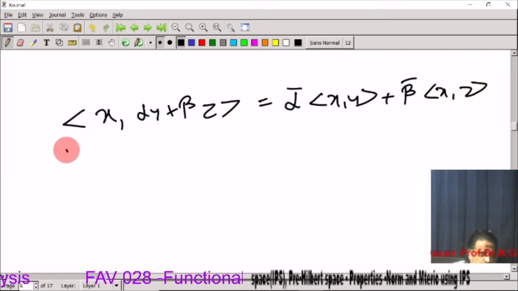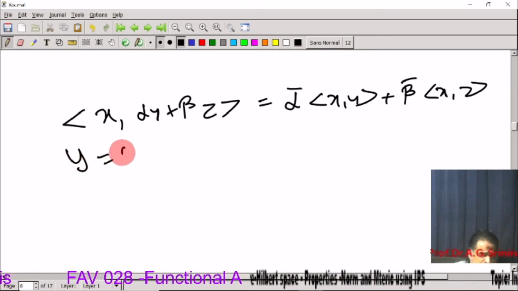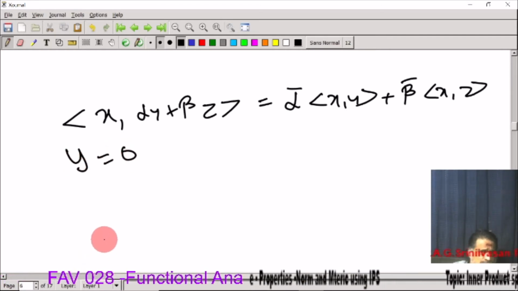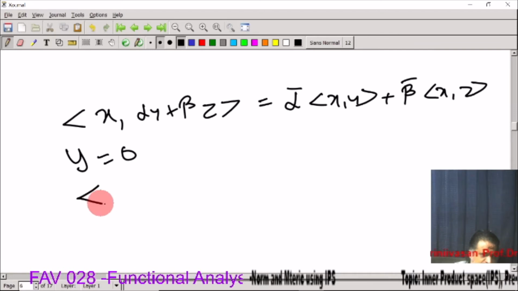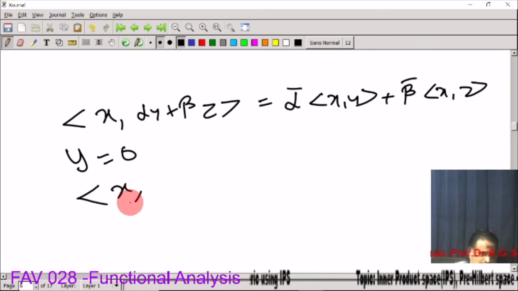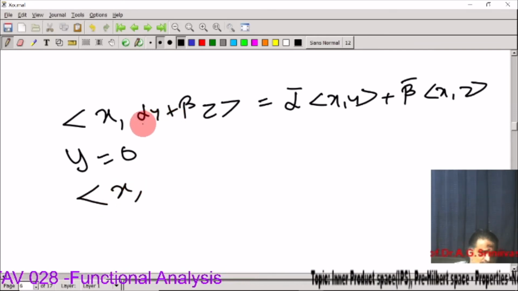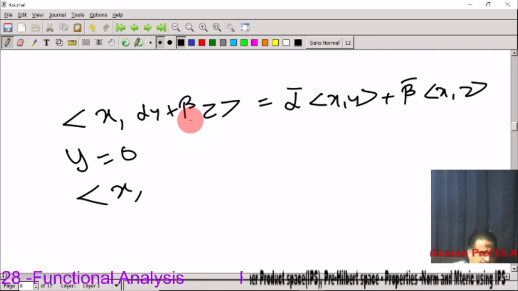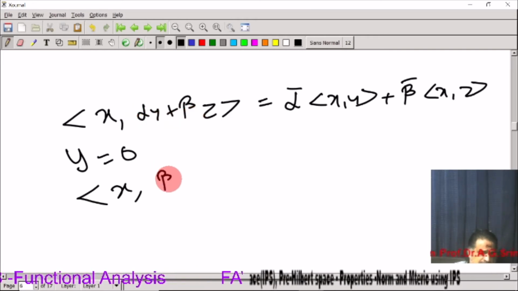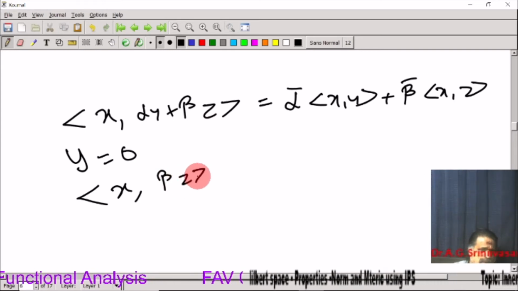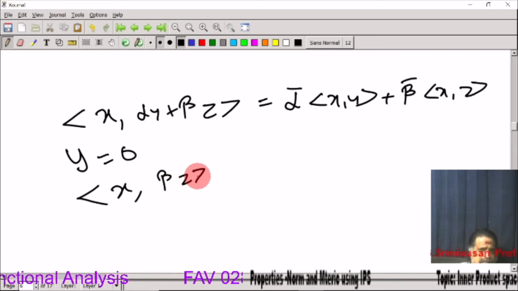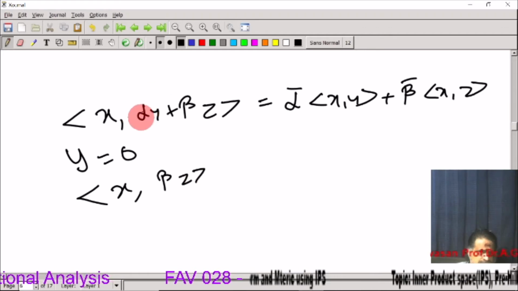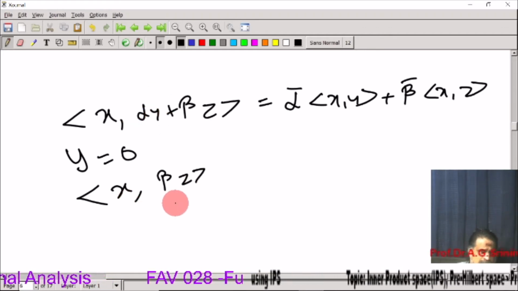Now I'll assume again y is equal to 0. When y is equal to 0, what is the left hand side? The left hand side is x comma alpha into 0, which is again the 0 vector. The 0 vector plus beta z is again beta z, because it's a vector space, so under addition it is a group. So this term will vanish. You simply have x comma beta z.